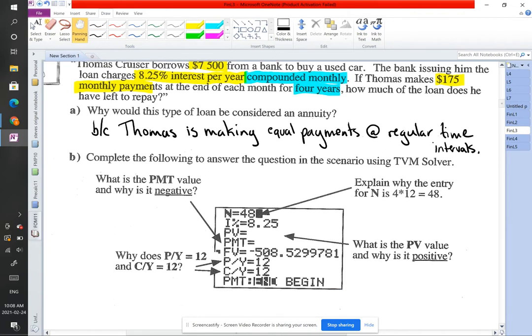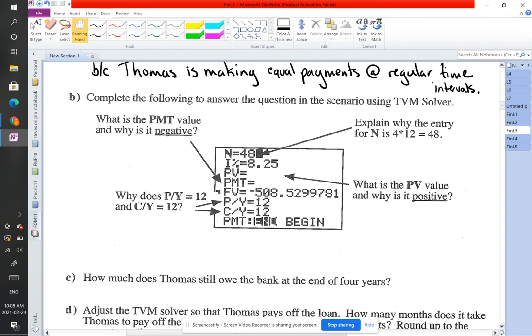All right, so let's actually look at one of our TVM boxes here and figure out what's going on. So our N value is 48. So explain why the entry for N is 4 times 12 equals 48. Well, we know that the interest is compounding monthly for 4 years. So 4 years multiplied by 12 times a year, because there's 12 months, is 48. So 12 payments a year for 4 years.